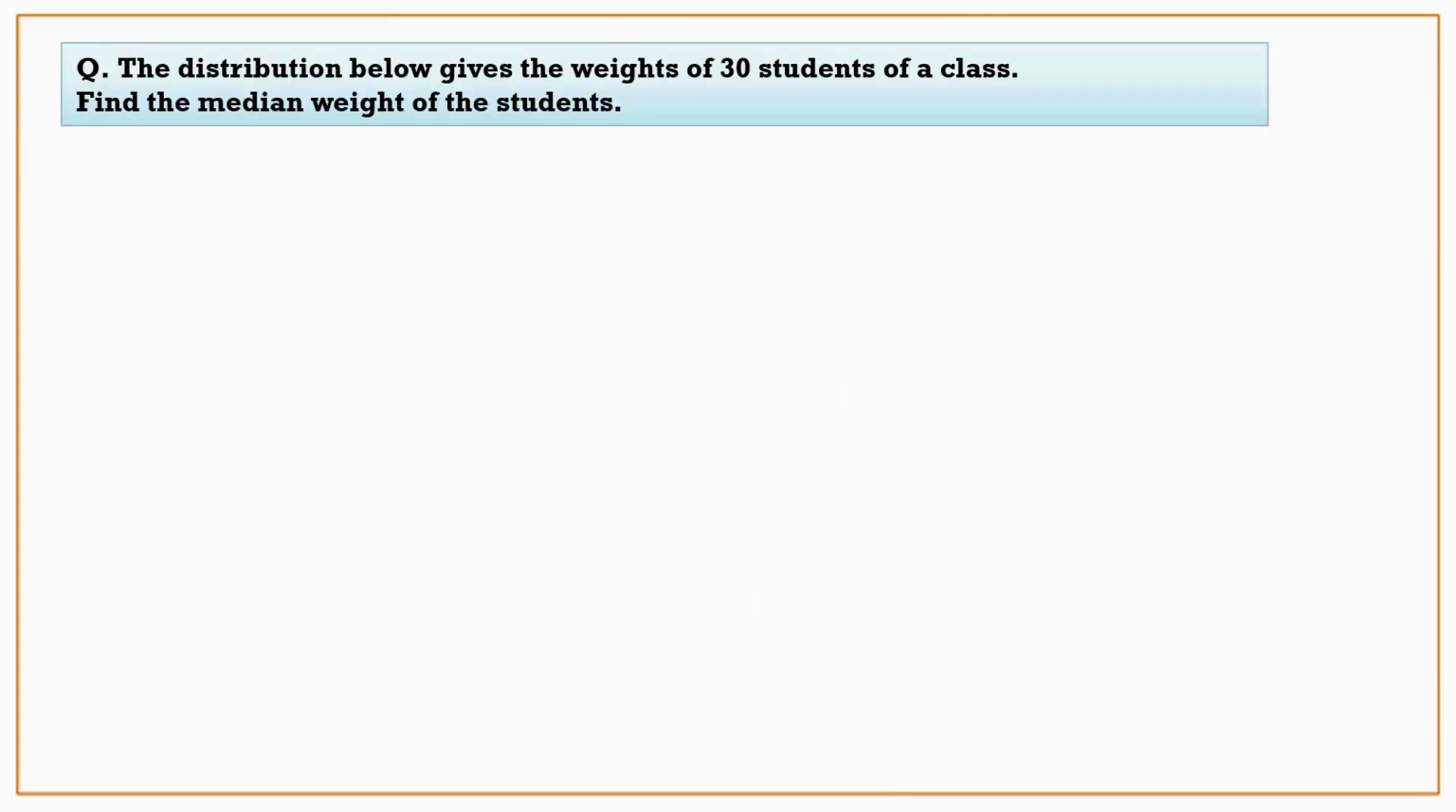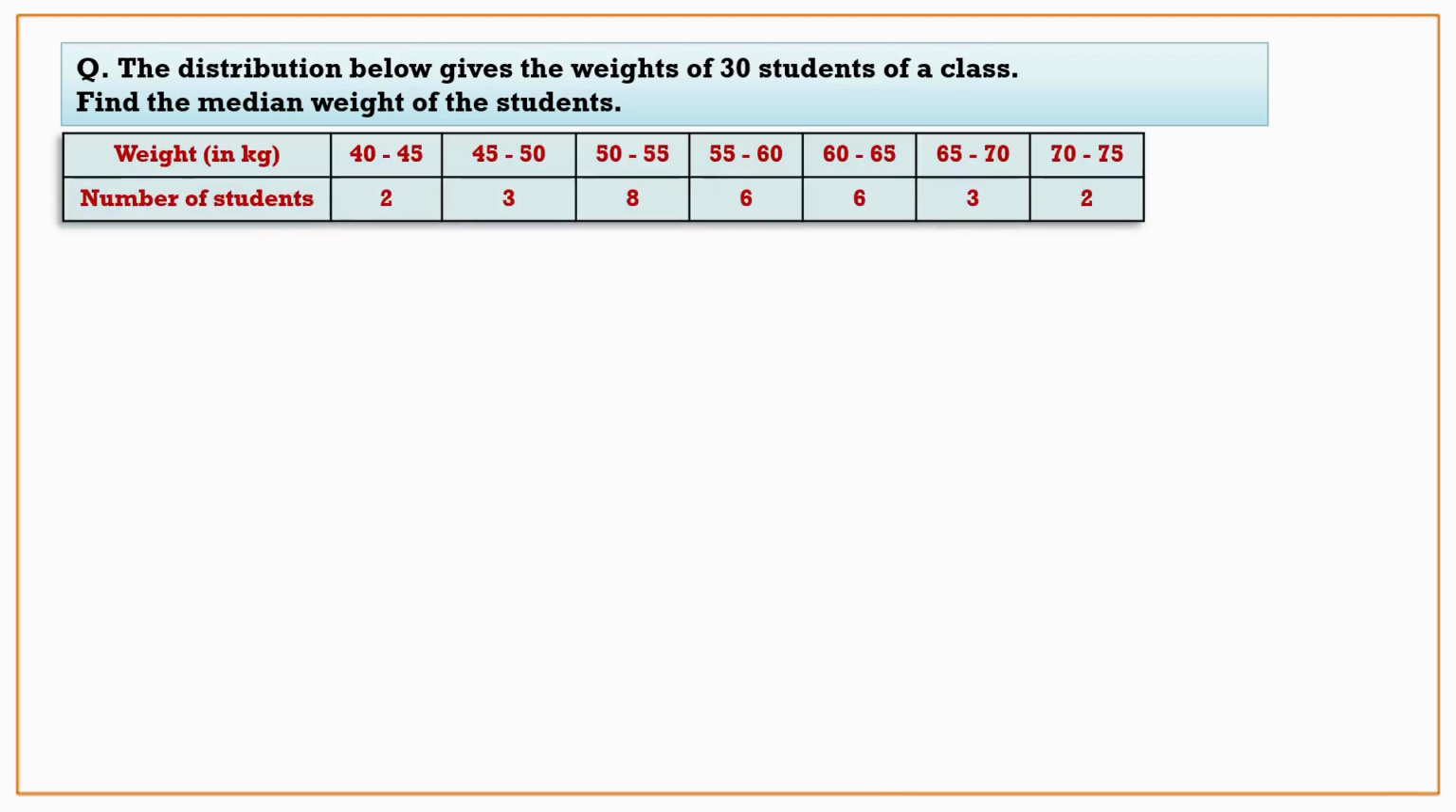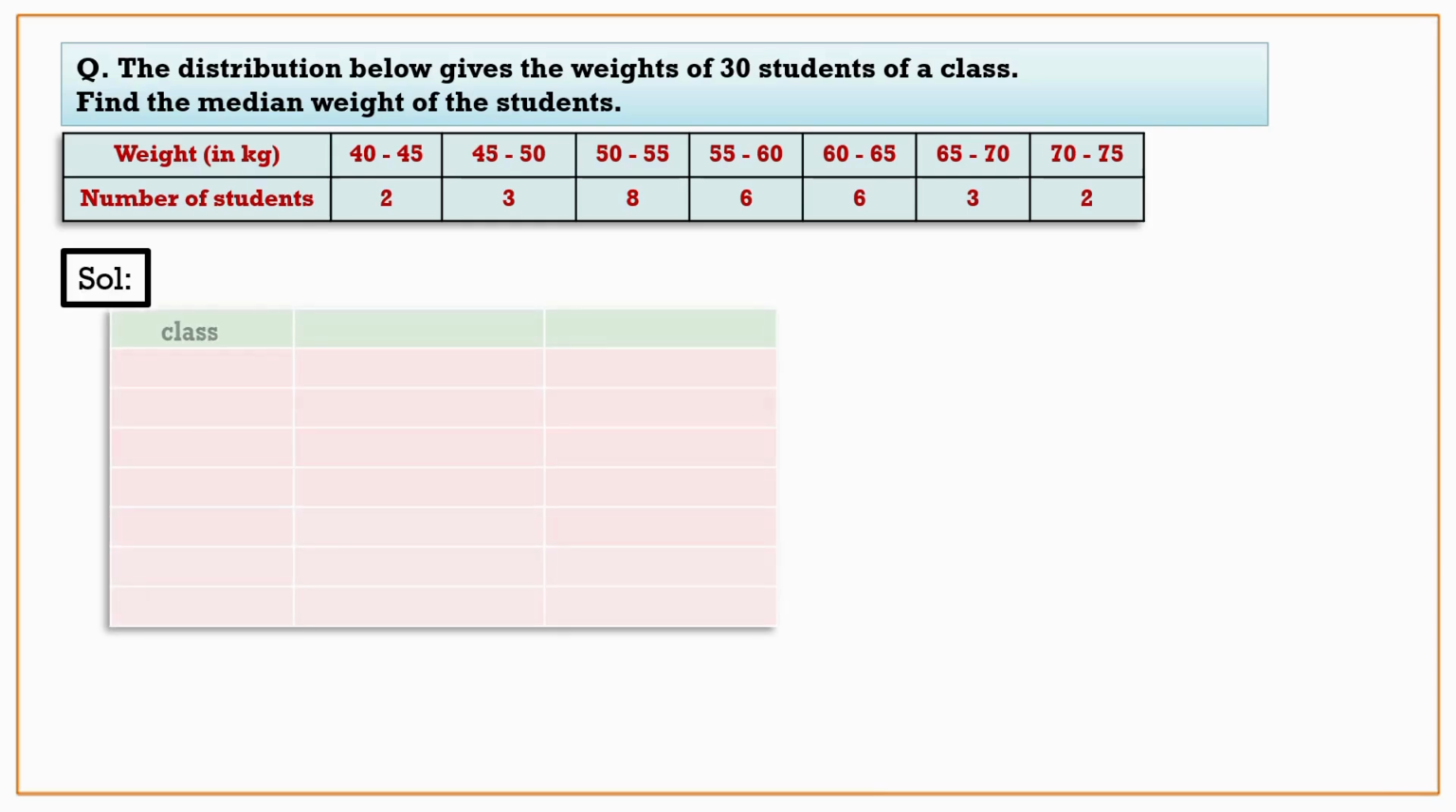So the first question is: the distribution below gives the weights of 30 students of a class. Find the median weight of the students. So the weight is given and the number of students is also given. So let's first make the table, that is class, frequency and CF. CF is the cumulative frequency.